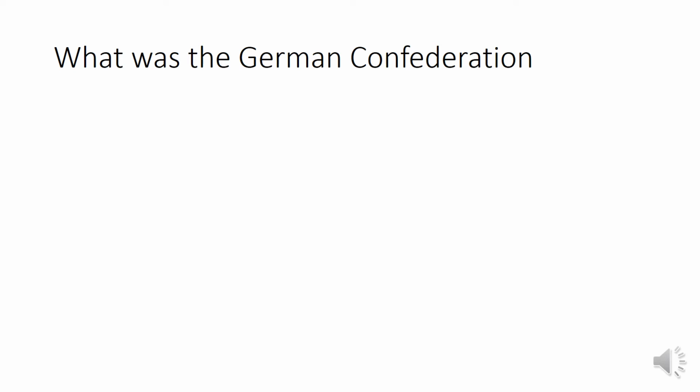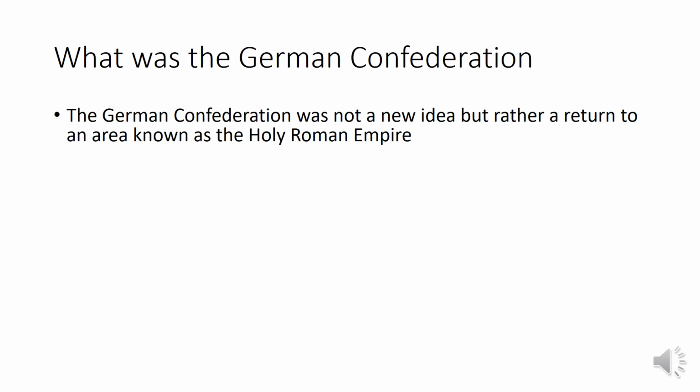So what was the German Confederation? We've already discussed that Germany was split into 39 completely independent states. So what does it mean when we talk about the German Confederation? I want to start off by saying that the German Confederation was not a new idea, but rather it was more of a return to an old era known as the Holy Roman Empire. This section of Europe had for many years been known as the Holy Roman Empire before Napoleon. And the Holy Roman Empire was a collection of states that was ruled over by an emperor. Now that emperor mainly came from Austria, but we're going to have a talk about that further later.